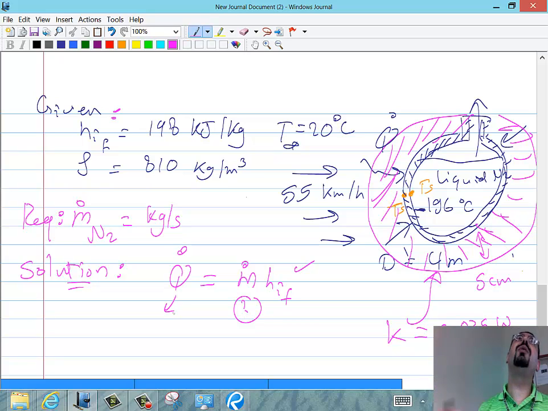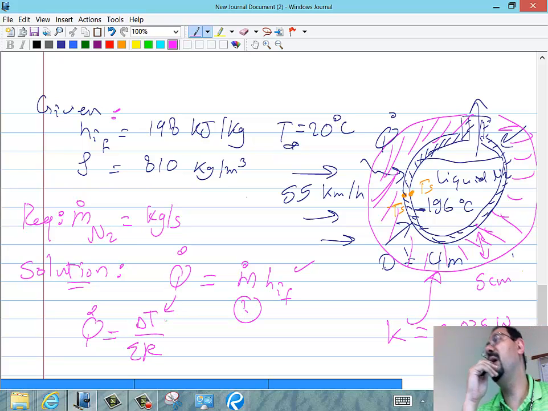I would call it delta T over R. Let's say that the Q dot, for any wall, spherical, cylindrical, plane wall, the heat transfer is simply delta T over the sigma R, all the R's. How many R's do we have? Theoretically speaking, we have 4 R's.